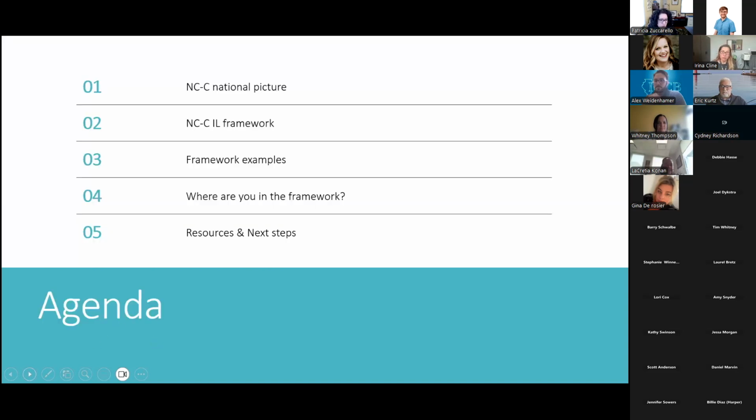Without further ado, I thought it would be helpful to start by talking briefly about what the non-credit to credit transition national picture looks like right now. There are some very specific buckets we're going to look at. Once we do that, we're going to talk about the Illinois framework at a high level and then get into the granular detail of each of the elements.